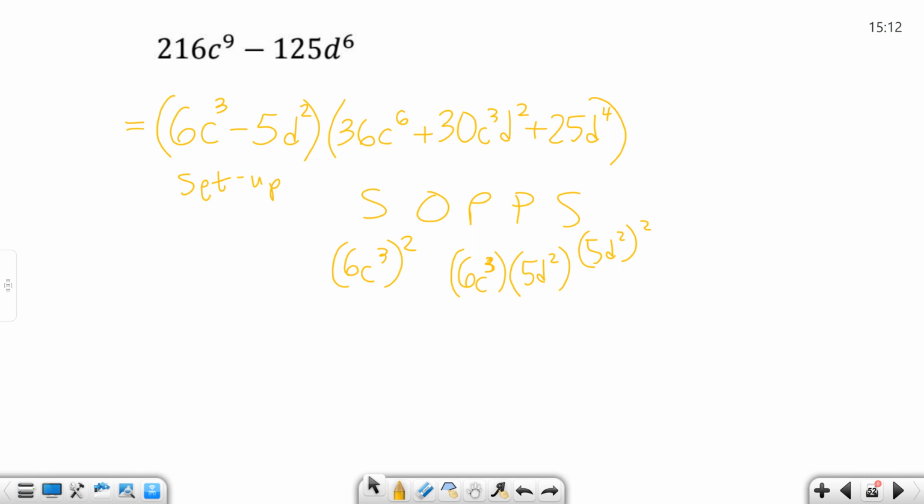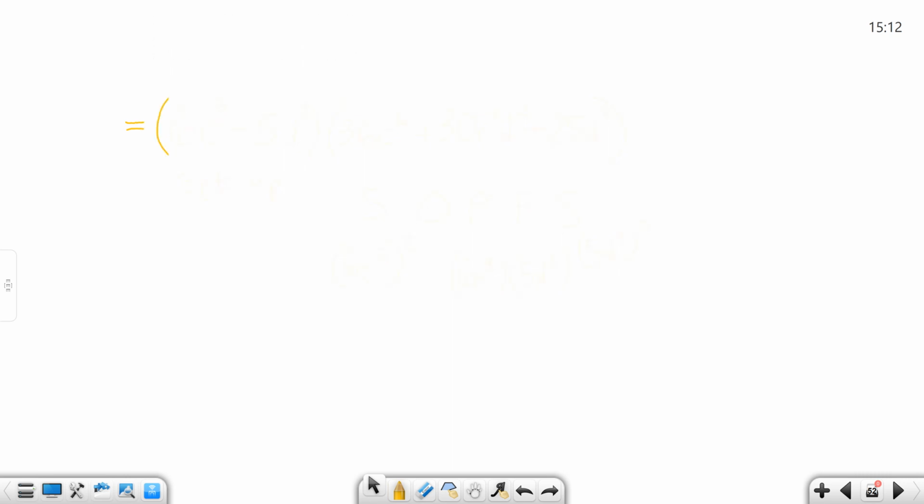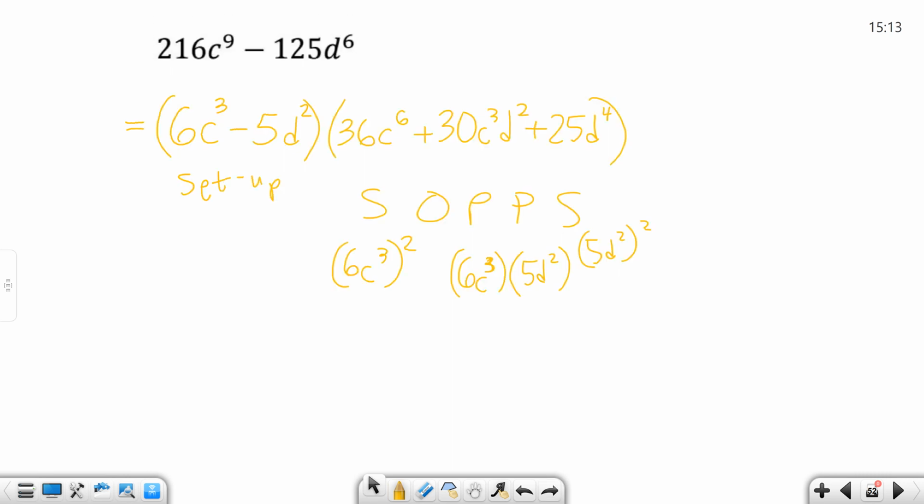So let's look here. We have 6c to the third minus 5d squared. That's our setup. Times our SOPPS parenthesis is 36c to the sixth plus 30c to the third, d to the second, plus 25d to the fourth power. Let's box this in. There's our final answer right there.